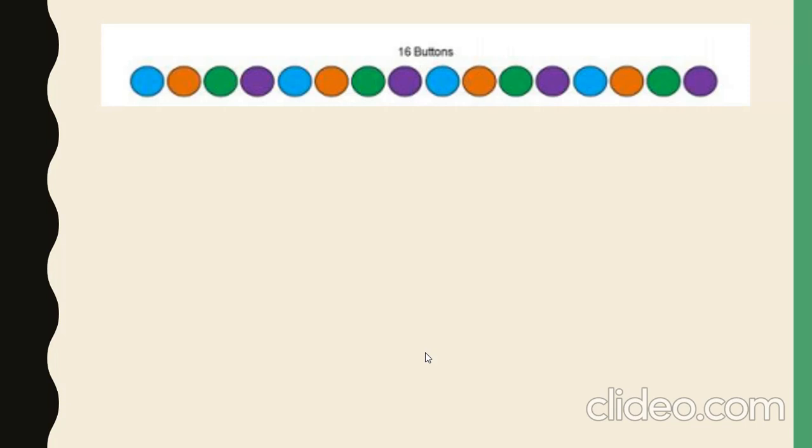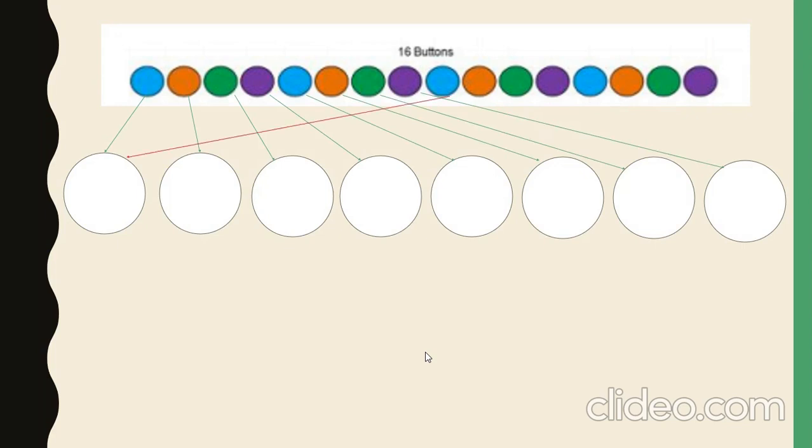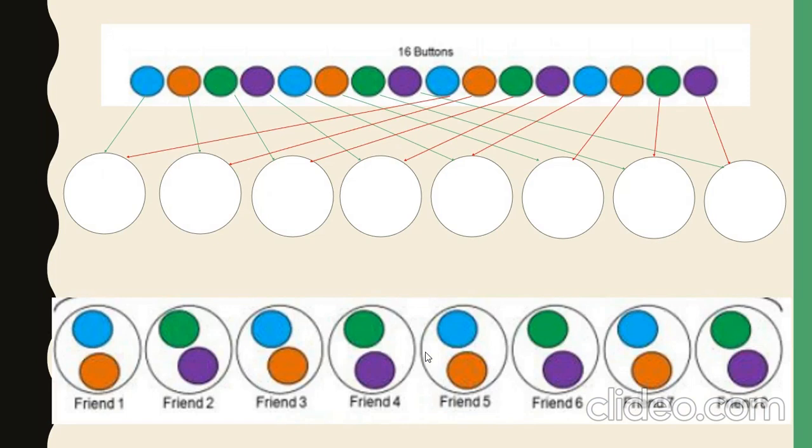Since we have 8 friends, we can make 8 groups. 1, 2, 3, 4, 5, 6, 7, 8. To make sure we divide the buttons equally, we can pass out the buttons one at a time to each group until we have divided all 16 buttons. After dividing all 16 buttons equally, we found out that each friend received 2 buttons each.